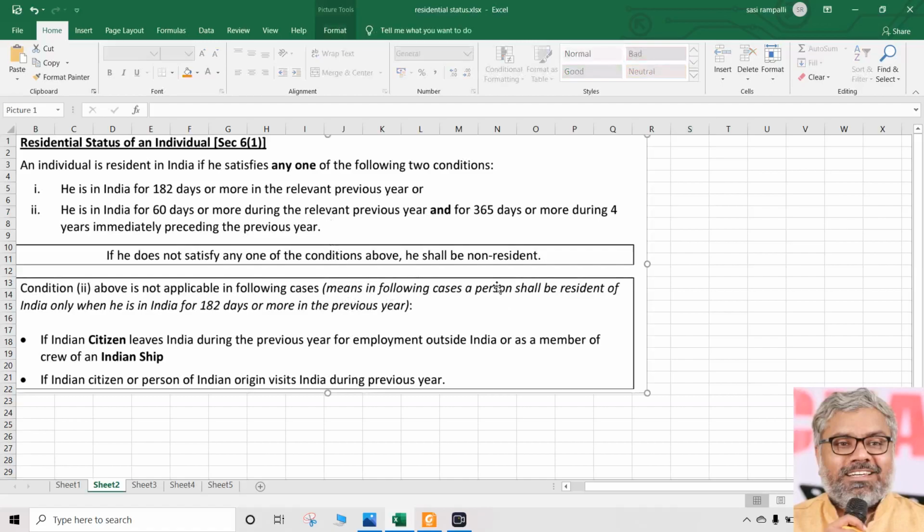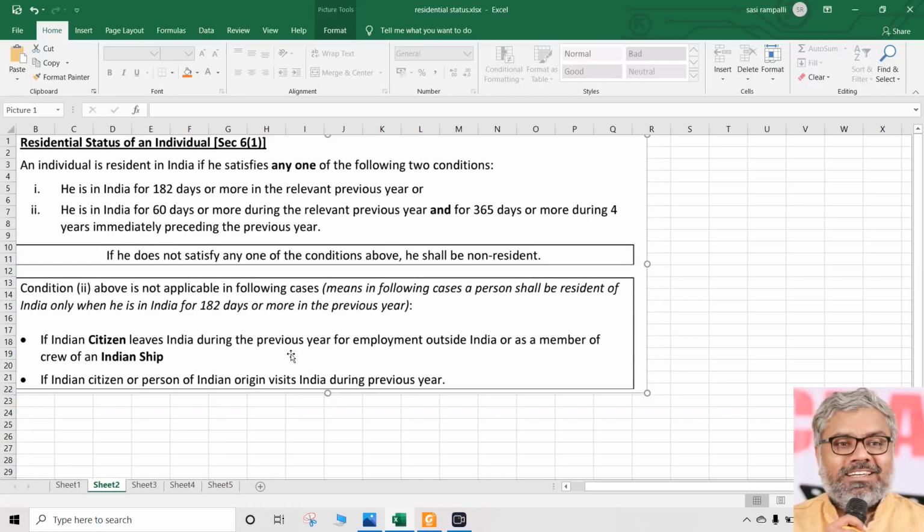Of course, we have seen also the exceptions where condition number 2 is not applicable, which means a person will be called a resident in the following cases only if he has stayed for a period of 182 days or more during the previous year, and the second condition will not be applicable in the following cases. Like what? An Indian citizen leaving India during the previous year for the purpose of employment outside India or as a member of crew of an Indian ship.